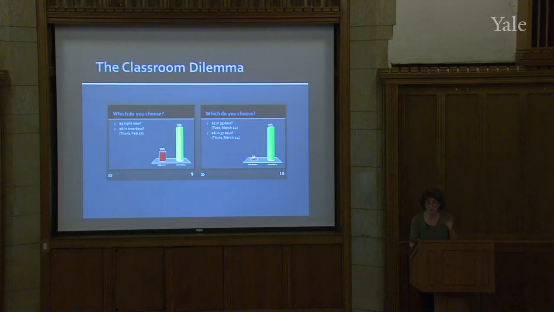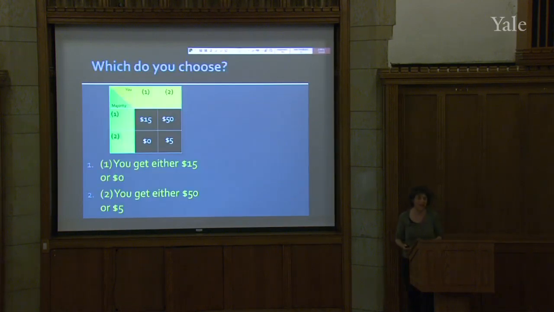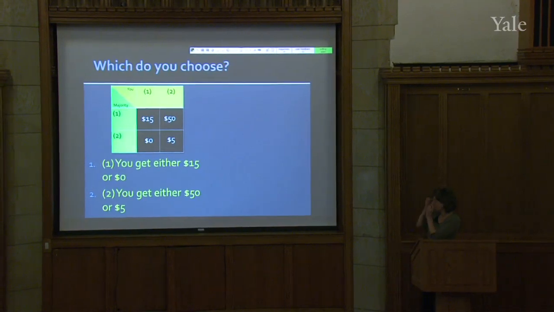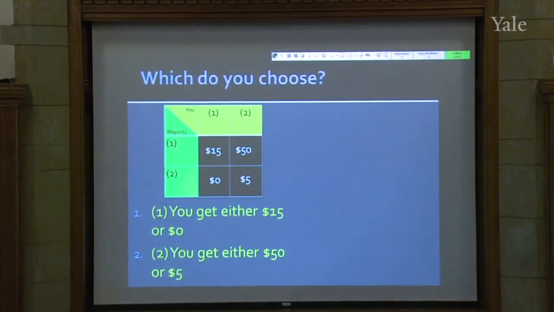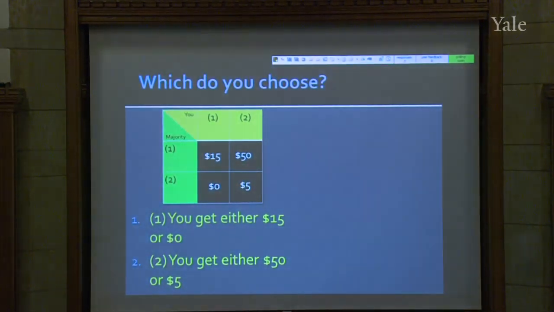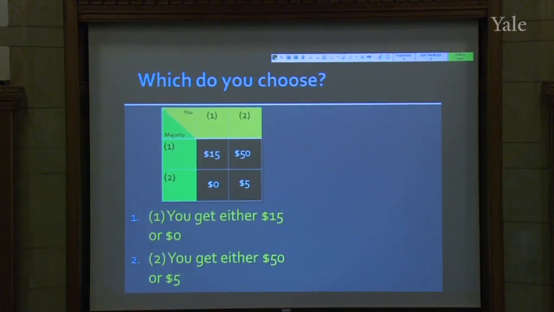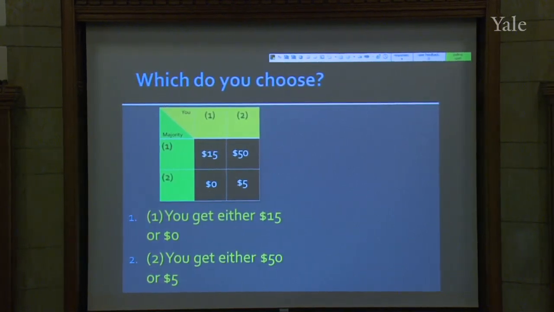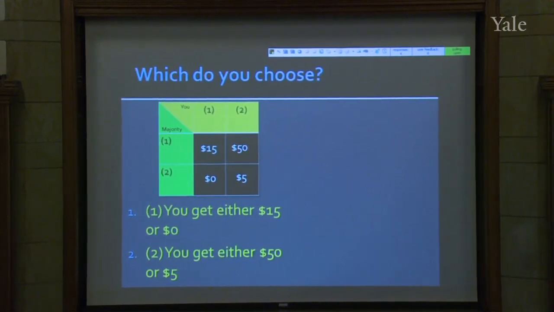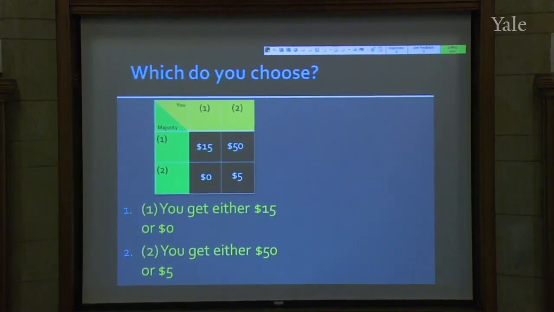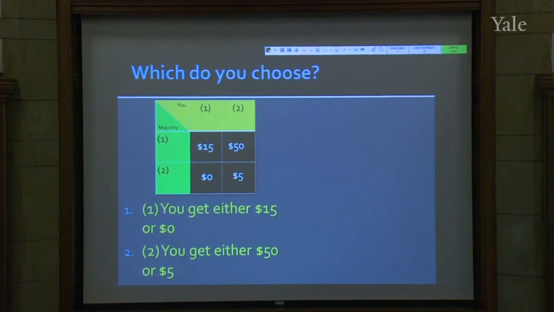Okay, so I want to tell you that I'm serious, and here's the classroom dilemma. If you choose 1, you will get either $15 or $0, depending on what the majority of the class does. If you choose 2, I swear I'm totally serious, you will get either $50 or $5, depending on what the rest of the class does. I mean it. Start clicking.